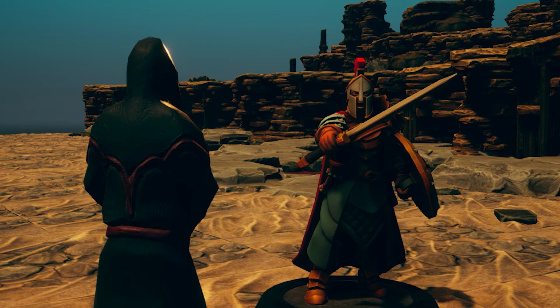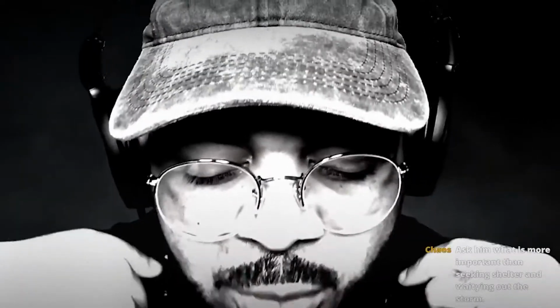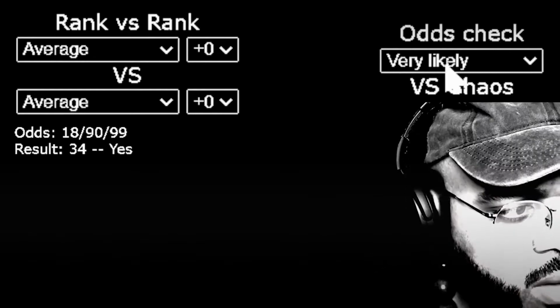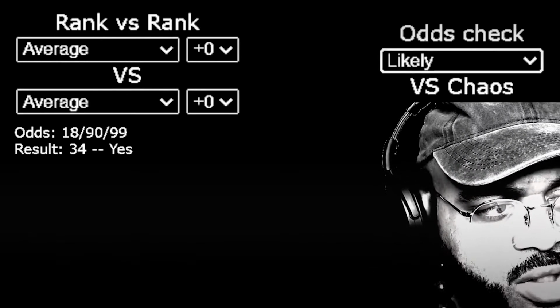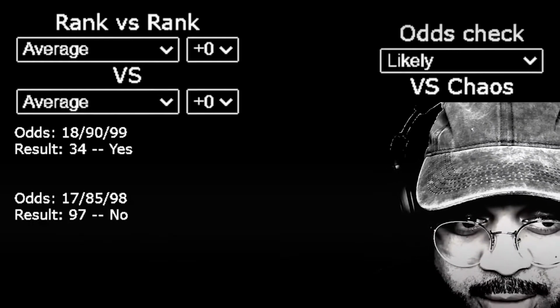Grey Dart hears him out, then glances at the gigantic laws of nature tussling ahead. What say you? Ask him what is more important than seeking shelter and waiting out the storm. Does he share some of his business? I'm gonna say likely. No. Damn, that was almost a hell no. So what does he say?